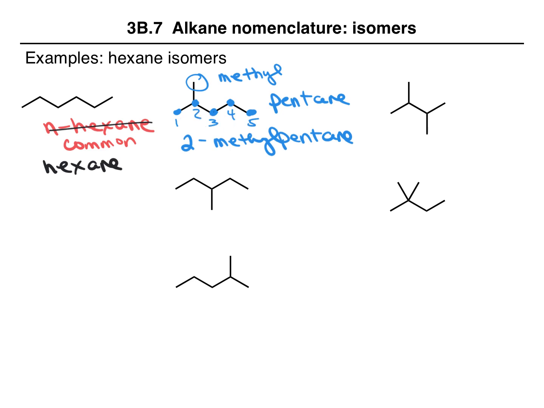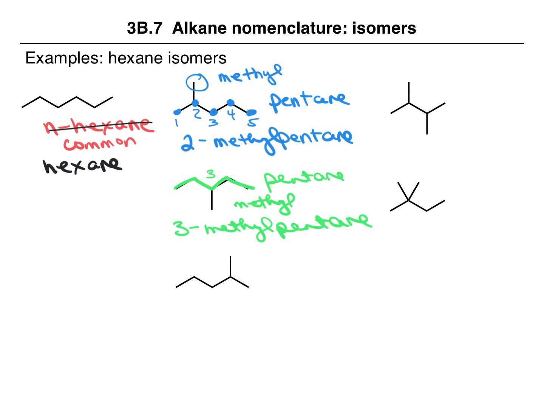So 2-methylpentane. For the next one, our longest carbon chain is 5 carbons, so it has the base name of pentane. Our branch is a methyl group, and if we number left to right or right to left, either way, this is carbon 3. So this one would be 3-methylpentane. Again, methylpentane is one word, no space in between.